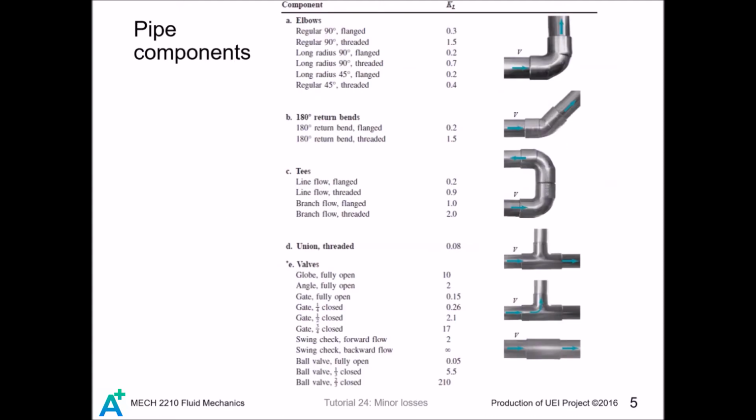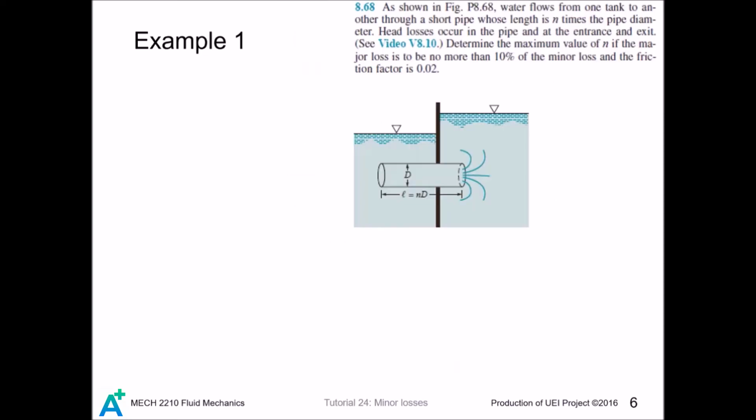And the book also has a list for pipe components. In the textbook, there are some problems that require you to look at the table, but often in the exam, the loss coefficients are provided. So, let's do our first example. The question requires that the energy loss for major is 10% of the energy loss for minor.